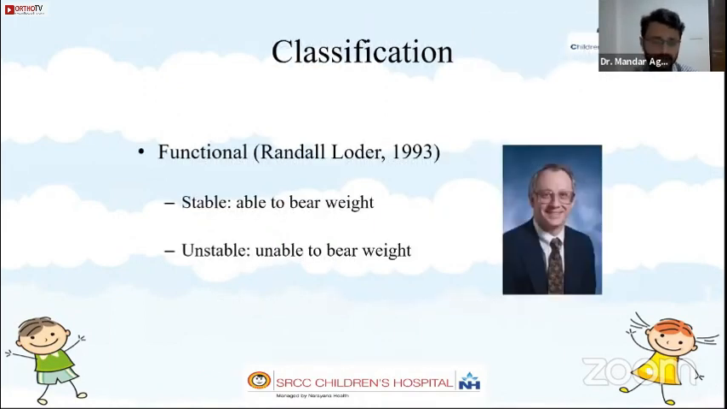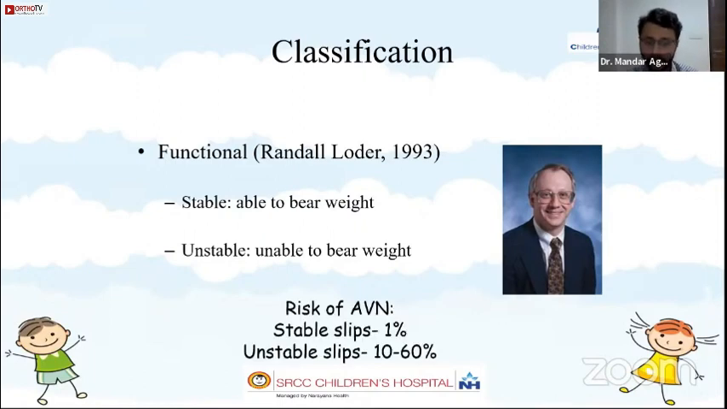What does predict the risk of AVN is the functional classification or the stability classification, which was described by Randall Loder way back in 1993. He divided slips into two types. One is stable slip, which is ability to bear weight, and unstable slips, unable to bear weight or able to bear weight with severe antalgia. Why is this important? Because stable slips have a very low risk of AVN, only about 1 to 2%, while unstable slips have an extremely high rate of AVN, almost 10 to 20, 60%, and in some series even more than that.